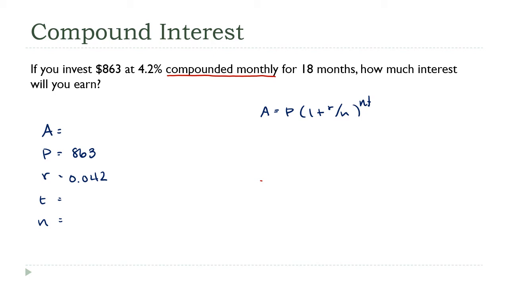Well, how do I convert 18 months to years? Well, I know there's 12 months in a year, so I'm going to do 18 divided by 12, and that gives me 1.5.